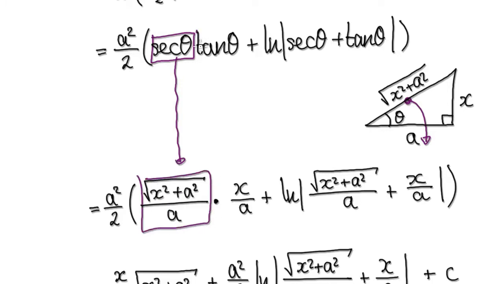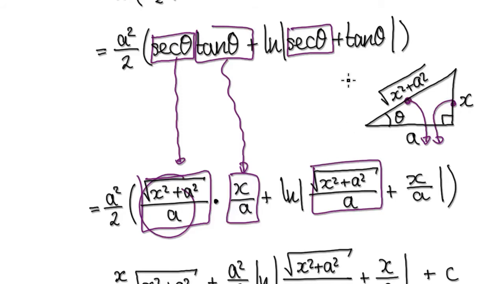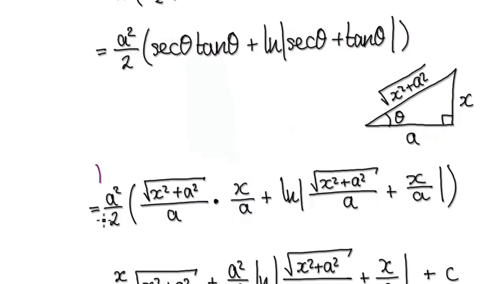And then what is tan theta? Well, tan theta is really x divided by a. So that block there, tan theta, is x over a. And then what is secant theta? Well, we did it earlier. It's this thing here. And then tan is x over a. So translating all the thetas back into x and a would then give us this thing here.